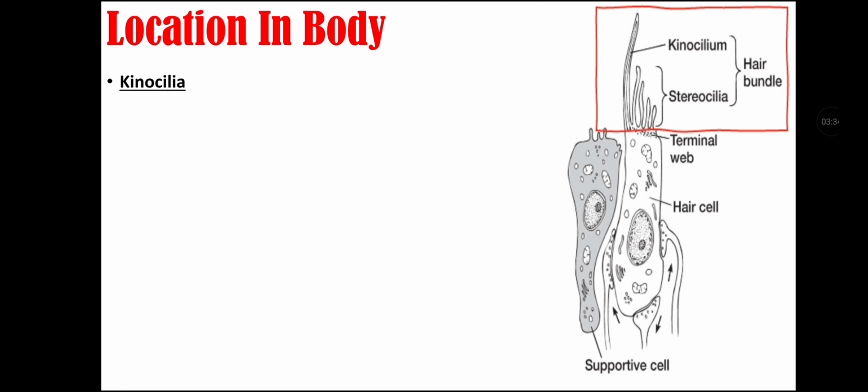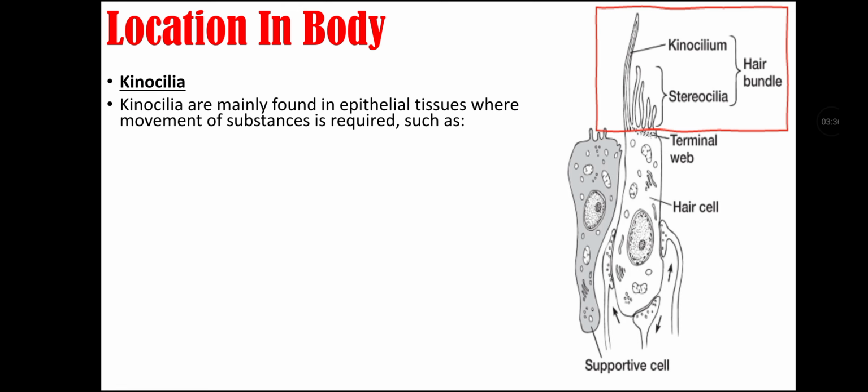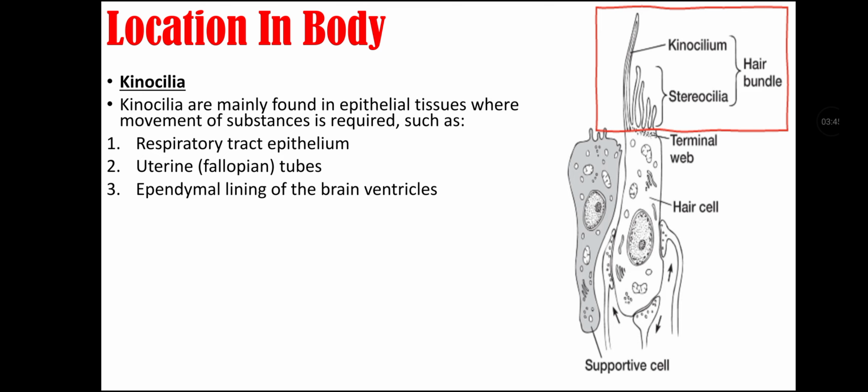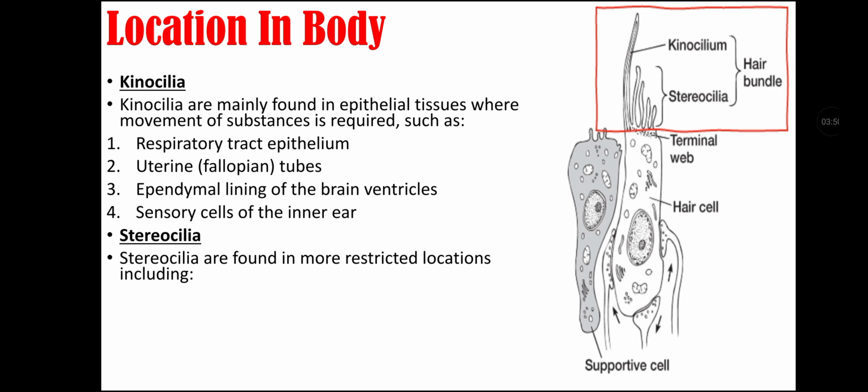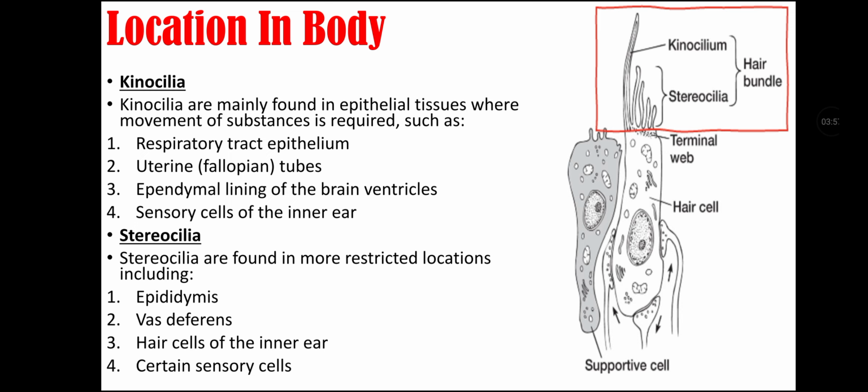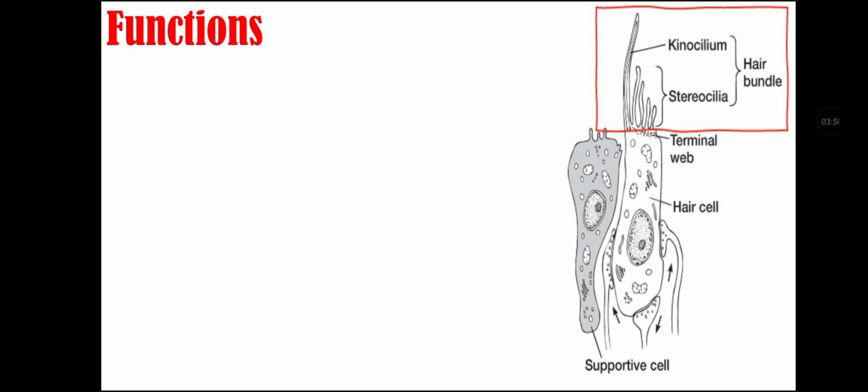Location in body. Kinocilia are mainly found in epithelial tissue where movement of substances is required, such as respiratory tract epithelium and uterine tubes, and ependymal lining of brain ventricles and sensory cells of inner ear. While stereocilia are present mostly in epididymis, vas deferens, and hair cells of inner ear and certain sensory organs.